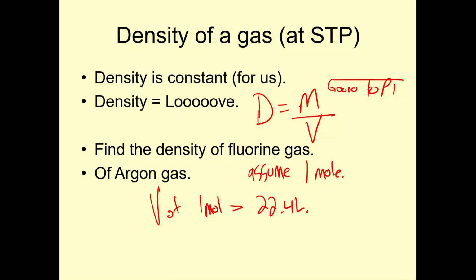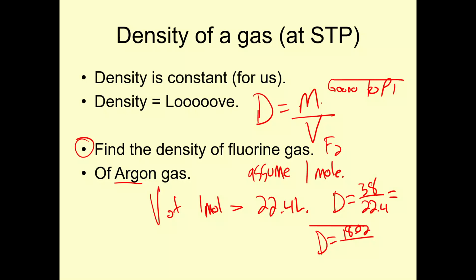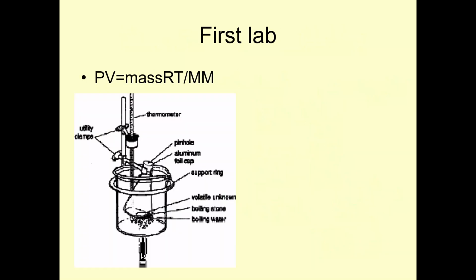Isn't that nifty? So, find the density of fluorine gas. That's F2. Density equals mass, 38 from the periodic table, over 22.4. Get an answer? Argon gas. Density equals mass, 18.02, I think is argon. I don't have the periodic table with me, over 22.4. Get your calculators out and do that.